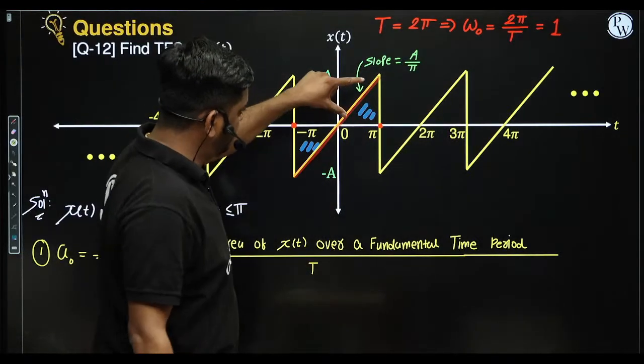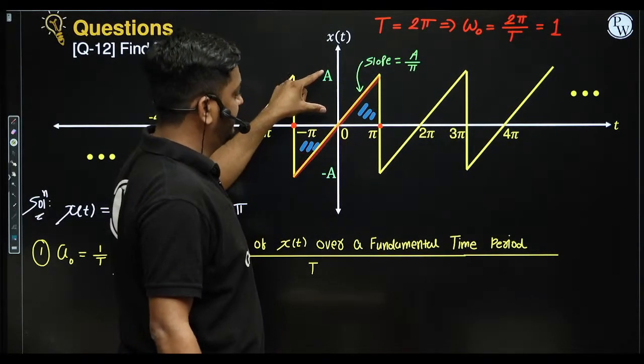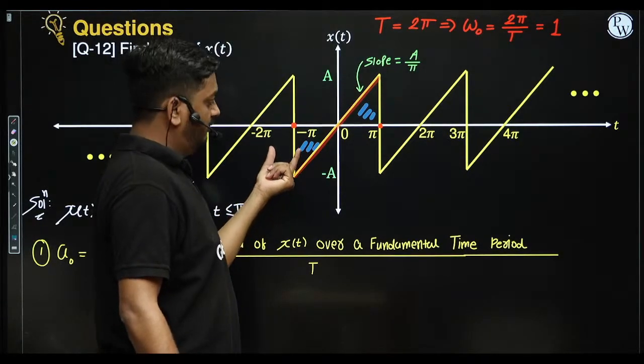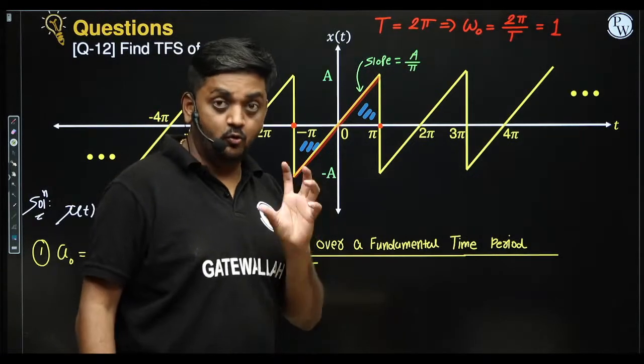So what is the area of this triangle? 1 by 2 base pi and height is A, guys. 1 by 2 A pi. And what is the area of this one? 1 by 2 into minus A, and the base width is pi, guys. So the total area is 0.